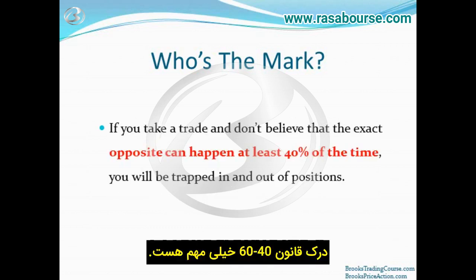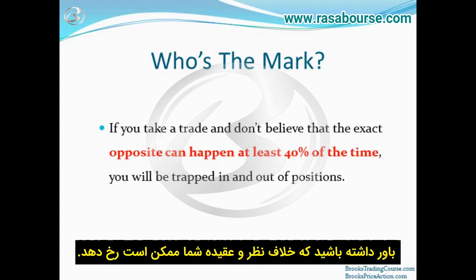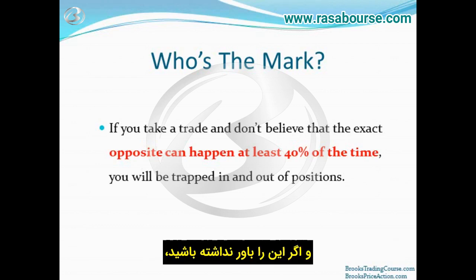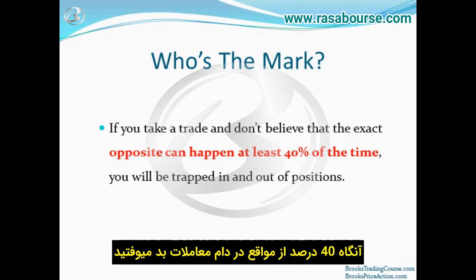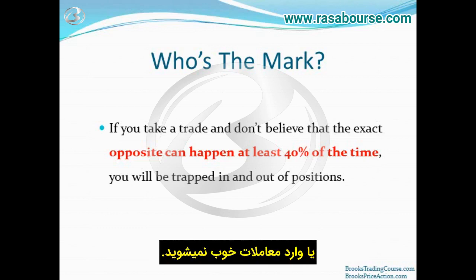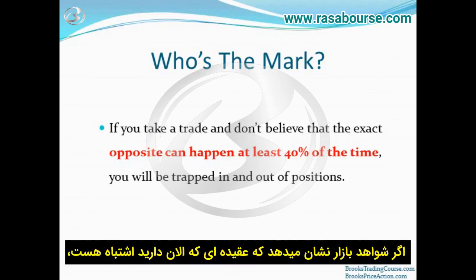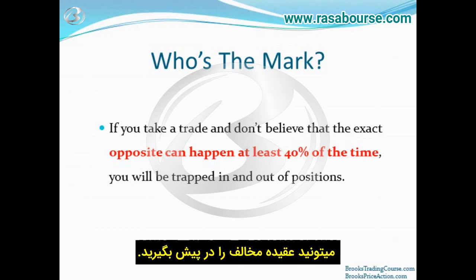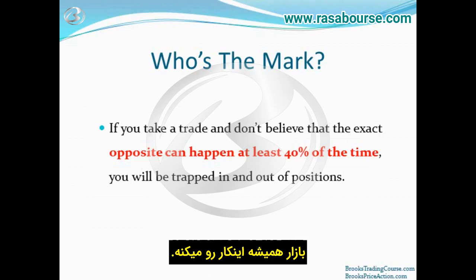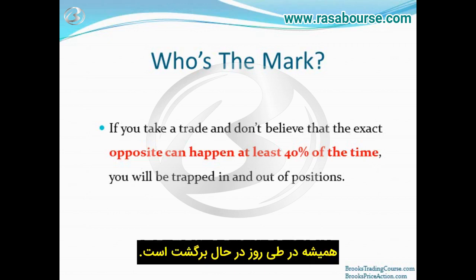It's very important to understand that 60-40 rule. If you don't believe that the exact opposite of what you believe will happen can happen 40% of the time, you'll be trapped into bad positions and out of good positions. You have to be very fluid about this and with your beliefs. You have to change. When the market is giving you evidence that your current belief is wrong, just take the opposite belief, and there's nothing wrong with that. The market does that all the time. It's always reversing all day long. So you should change your opinion all day long, repeatedly.